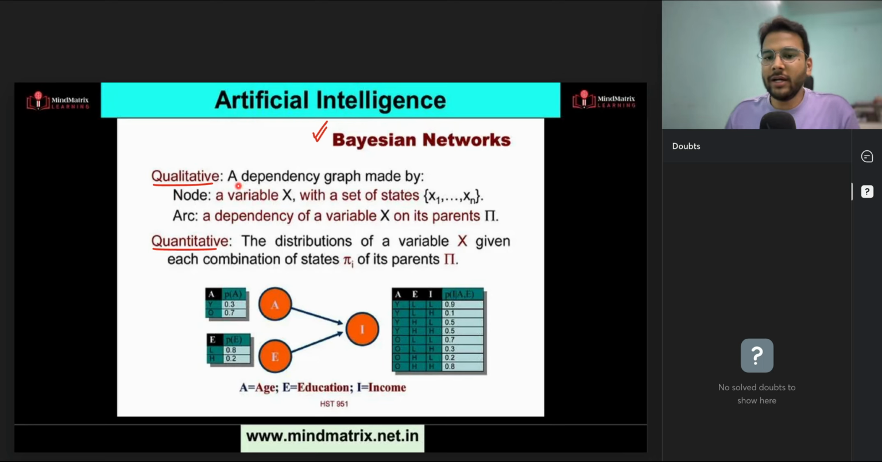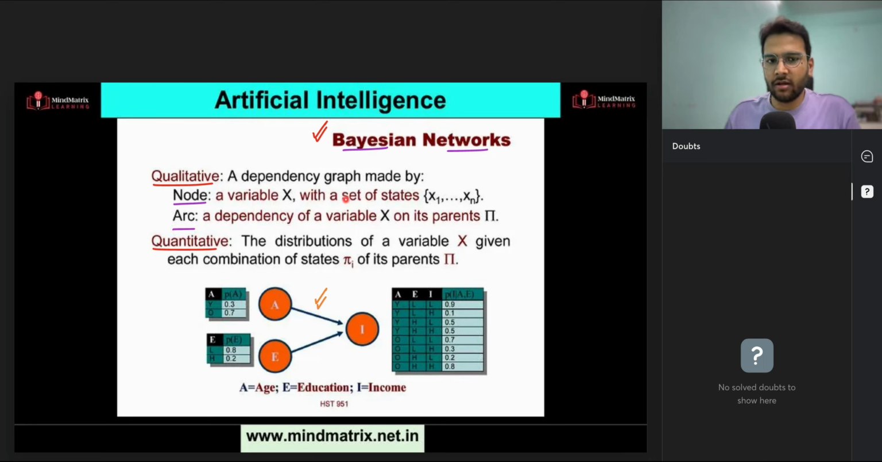When I say qualitative, that means some dependency, one dependency graph will be there. Like you can see this example. So can I say there is one graph present over here? Yes or no? And this is the directed acyclic graph. Edges are directed and there is no cycle present here. So this is one dependency graph that will be present in the Bayesian network, where in that particular graph, we are going to have nodes and edges.